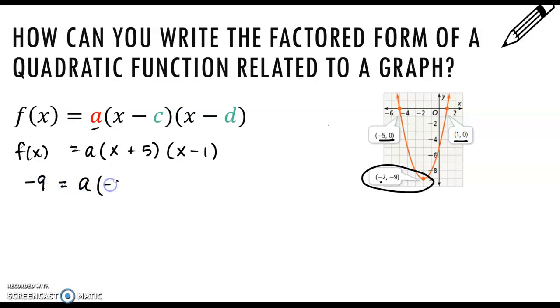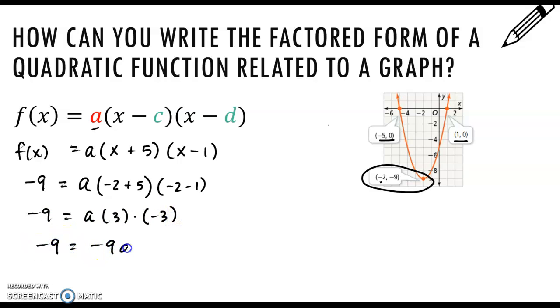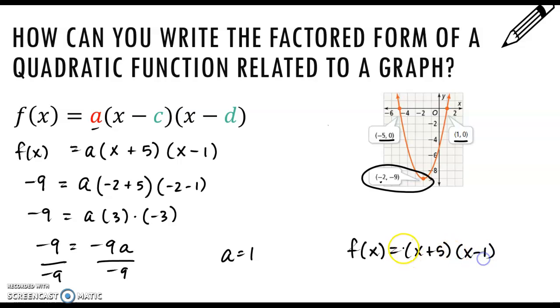So a times negative 2 plus 5 times negative 2 minus 1. So negative 9 is equal to a times 3 times negative 3. So negative 9 is equal to negative 9a. If we divide by negative 9, that means a is equal to 1. So knowing that a is equal to 1, the factored form of our parabola is going to be just x plus 5 times x minus 1. You can write a 1 here if you want to, but you certainly don't have to.